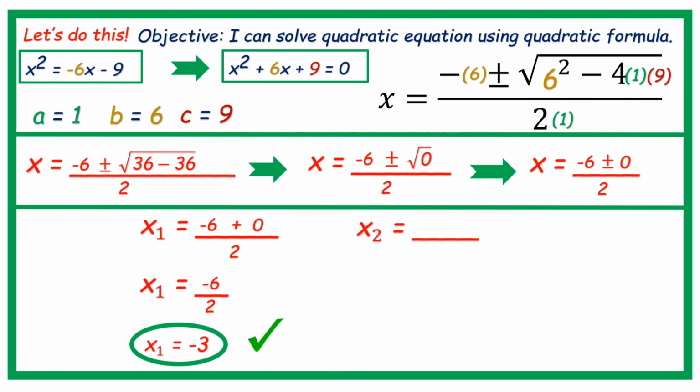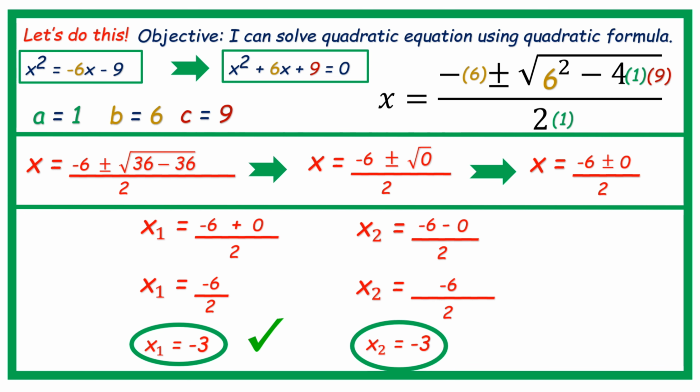Now, let's go to x sub 2. Our x sub 2 is negative 6 minus 0 divided by 2. x sub 2 equals negative 6 minus 0, negative 6 divided by 2. The same. Our answer is negative 3. Just like that. You got it.